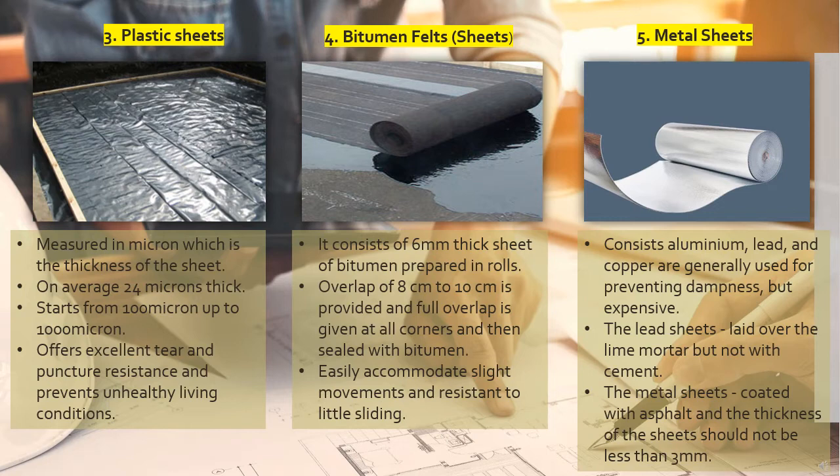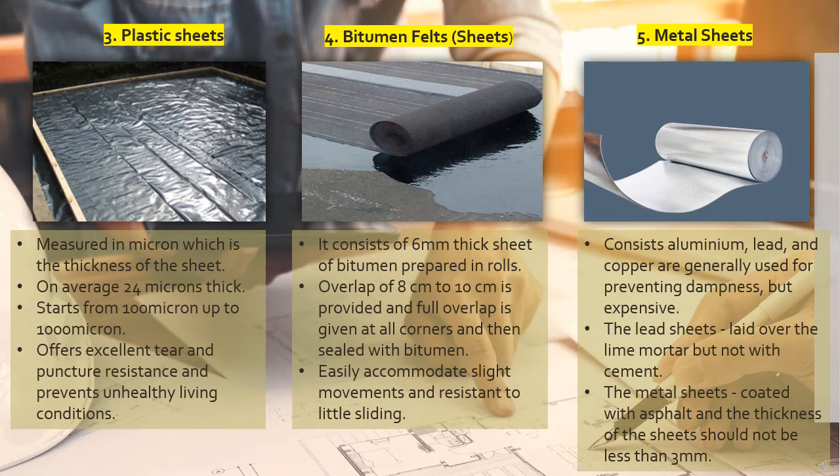Fourth is bitumen film or sheets. Bitumen film consists of a 6 mm thick sheet of bitumen prepared in rolls, having width equal to that of the brick wall. At the joints, an overlap of 8 cm to 10 cm is provided, and full overlap is given at all corners and then sealed with bitumen. This film can easily accommodate slight movement and is resistant to little sliding.